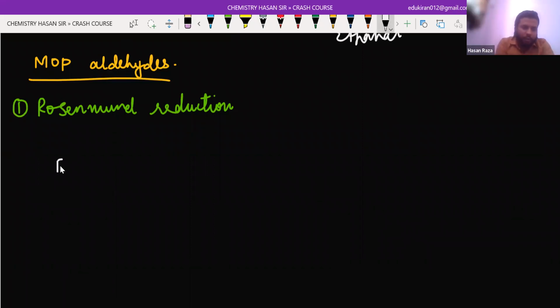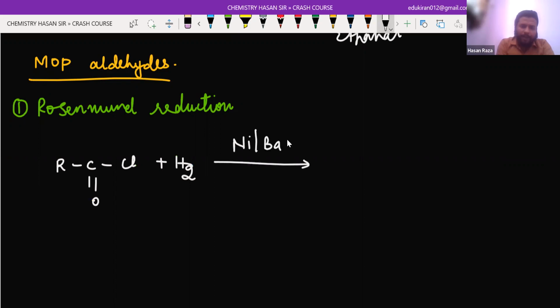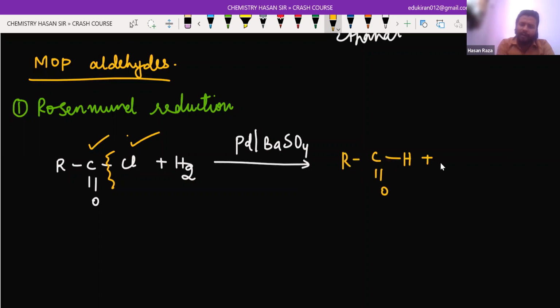So if you have an acyl halide or acyl chloride, you are going to react it with hydrogen in the presence of nickel, BaSO4 or palladium. This scientist used palladium. So we are going to use palladium and see what will happen. This bond will be broken and hydrogen will be added here and here. So this will be reduced to aldehyde and the byproduct will be HCl.